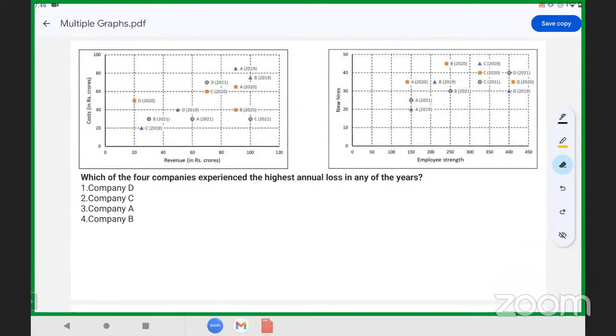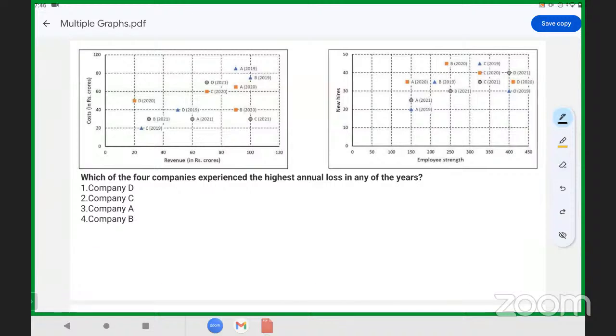Which of the four companies experienced the highest annual loss in any of the years? Okay, highest annual loss in any of the four years. So what we have to do is find the answer with the help of the first graph. Suppose revenue was 100 crores.